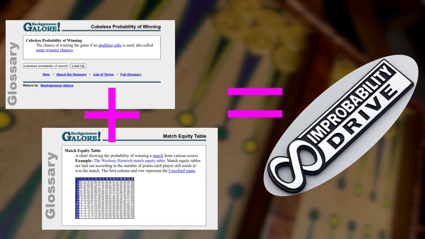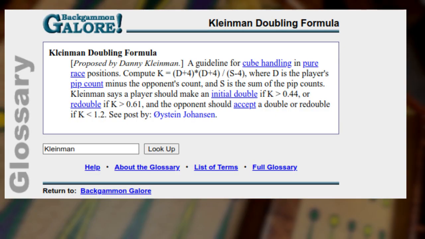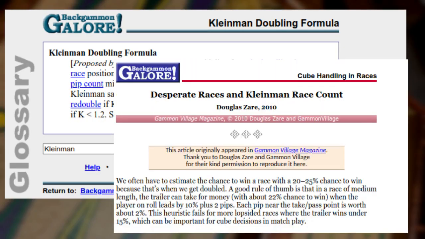Some of you are rolling your eyes and saying, Pepe, we already have it. It's called the Klineman Count. Look it up. Yes, I'm familiar with it. Only I call it the Klineman transformation, because it's based only on pip counts, which existed long before this transformation. But you're correct in one thing. It's a great place to start.